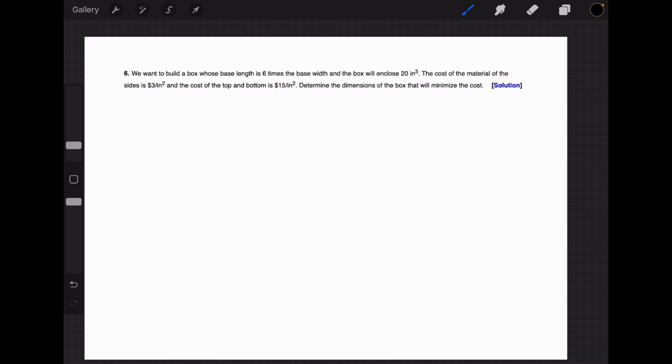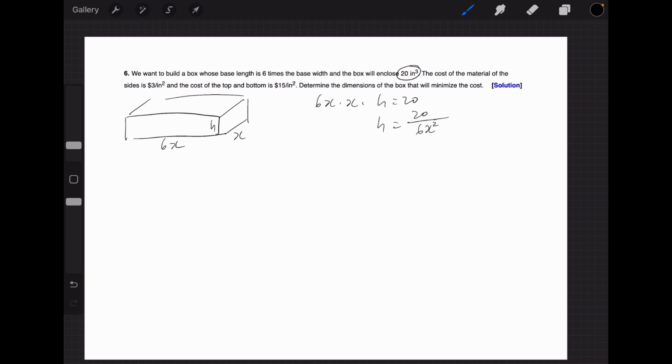Okay, so now we want to build another box that will look like this. Let's call the width x. So the length would be 6x. Because the volume is already stated in the problem, we can write our equation: 6x times x times h equals 20. And h equals 20 over 6x squared. If we simplify this, we get 10 over 3x squared.